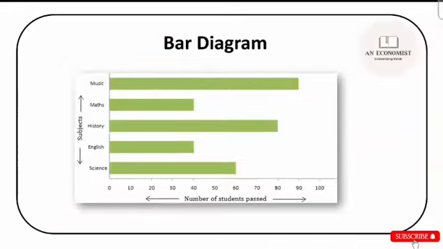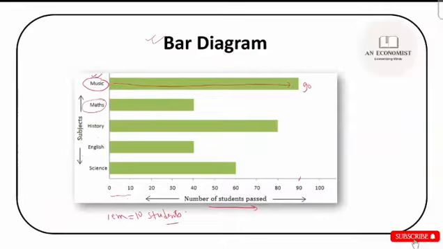Now this is an example of a horizontal bar diagram, where what you see is that you have the number of students on the horizontal axis, where 1 centimeter represents 10 students, right? And on the vertical axis you have different subjects. So for the category subject music, this is the length of the bar, and it represents 90 students, right? So 90 students have passed in music as a subject.